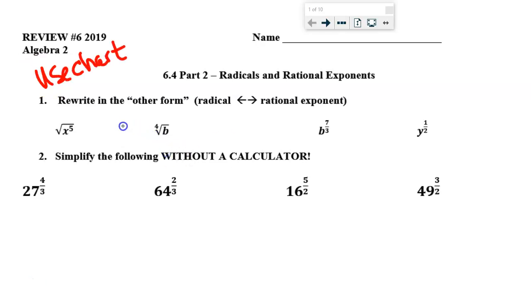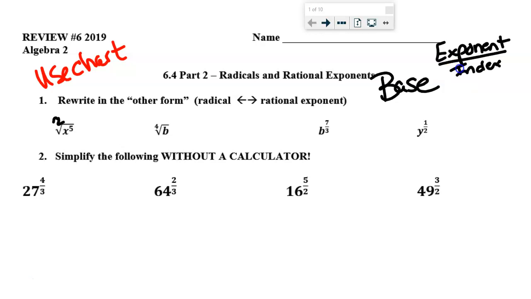So the first task is, do you know how to transfer between the two forms? So remember, when you have a radical like this, there is secretly a 2 in the index. This is called a square root. So the power for the exponent, if you're in rational exponent form, is the exponent divided by the index. So this becomes x to the 5 over 2 power.